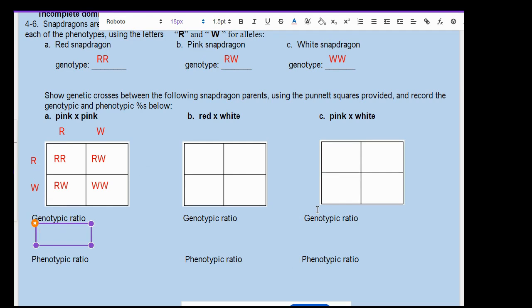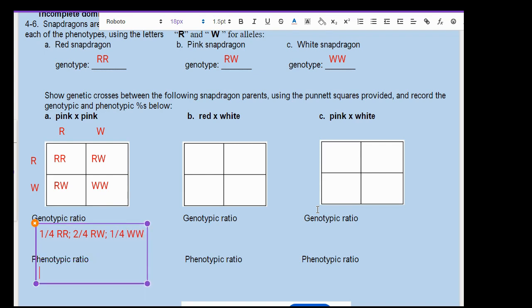Anyways, genotypic ratio. The top left is RR. I see one of those out of four has a genotype of big R, big R. I see two RWs, top right and bottom left. Two out of four have the genotype of RW. And the bottom right is WW. I only see one of those. One out of four will be WW.